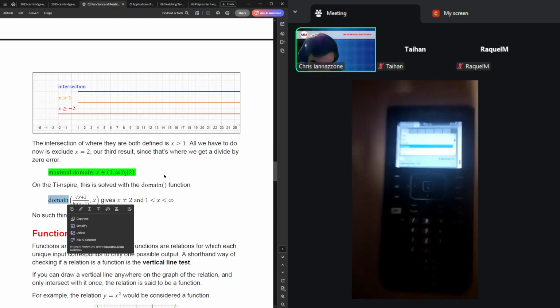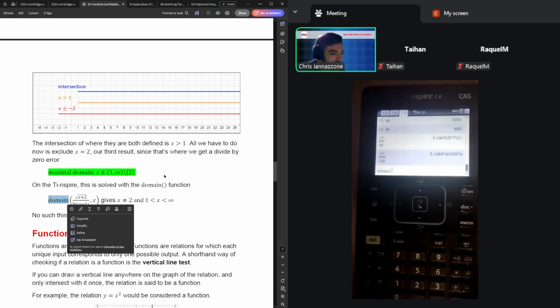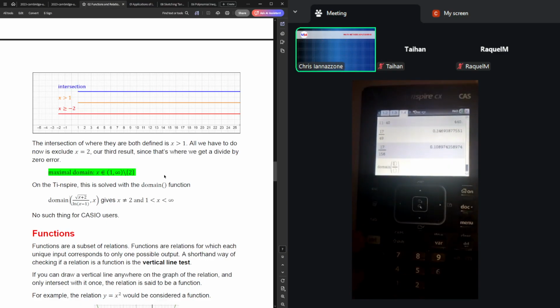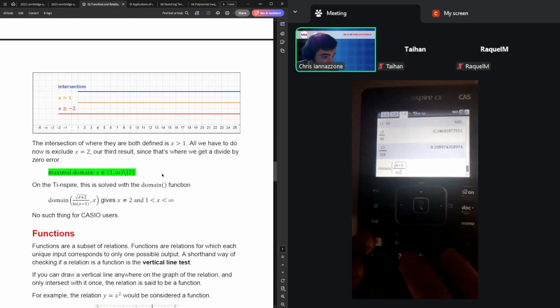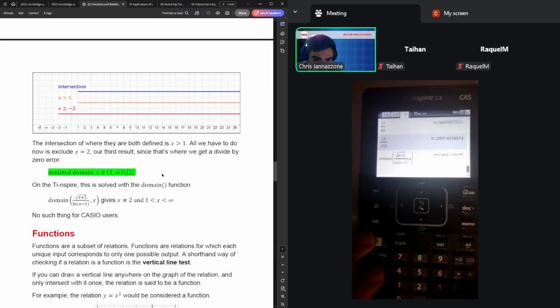Which is that right there. You click that, you put in the syntax exactly as I've written. So basically it's just function, comma, x. Might as well do that just to show you. Square root x plus 2 over natural log x take 1. And then all you're going to do, just like the solve, is your comma x.